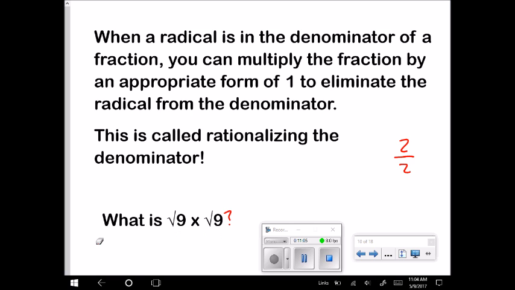So the question here that I posed for you is, what is the square root of 9 times the square root of 9? So if you multiply those, remember we can break that apart, but we can also put it back together. Well, 9 times 9 is 81. So what is the square root of 81? Well, it's actually 9. So our understanding is if we multiply two square roots with the same thing, what we get is the radicand. Okay, this is going to help us be able to rationalize the denominator. So let's look at some examples of this.